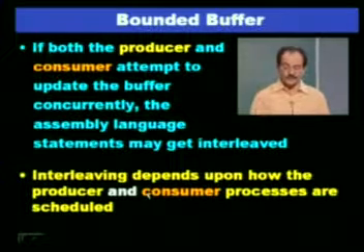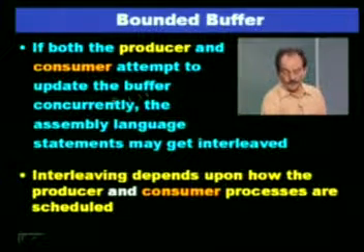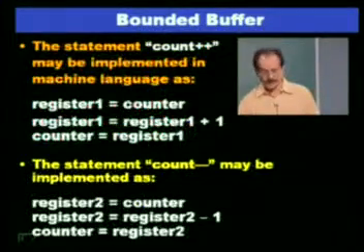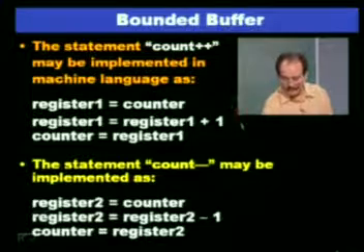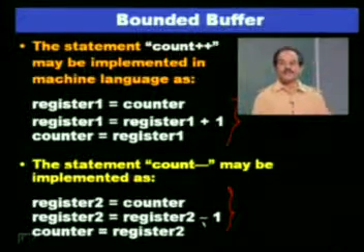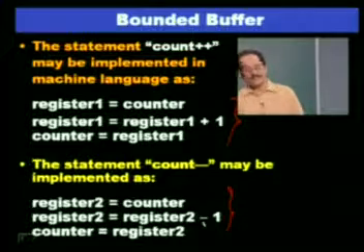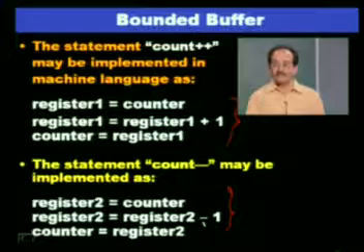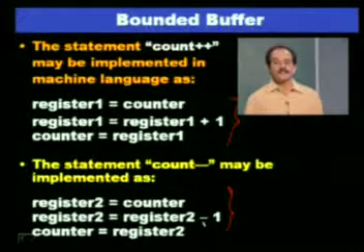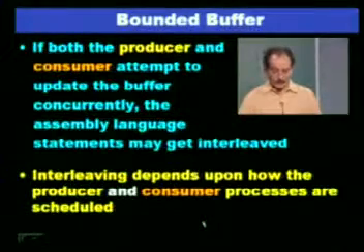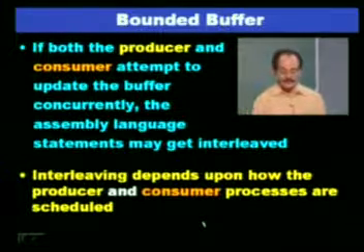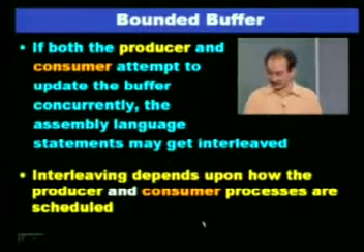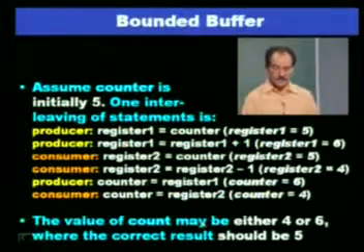Let us see if both producer and consumer attempt to update the buffer concurrently. I have given you the example of how these buffers get incremented or decremented. Now, you assume both of them start incrementing and decrementing at the same time. Because my buffer is the same, obviously this register will be the same. So it can give you some sort of wrong results, or what we call interleaving, which depends upon how the producer and the consumer processes are scheduled. Now, this is how it will look.